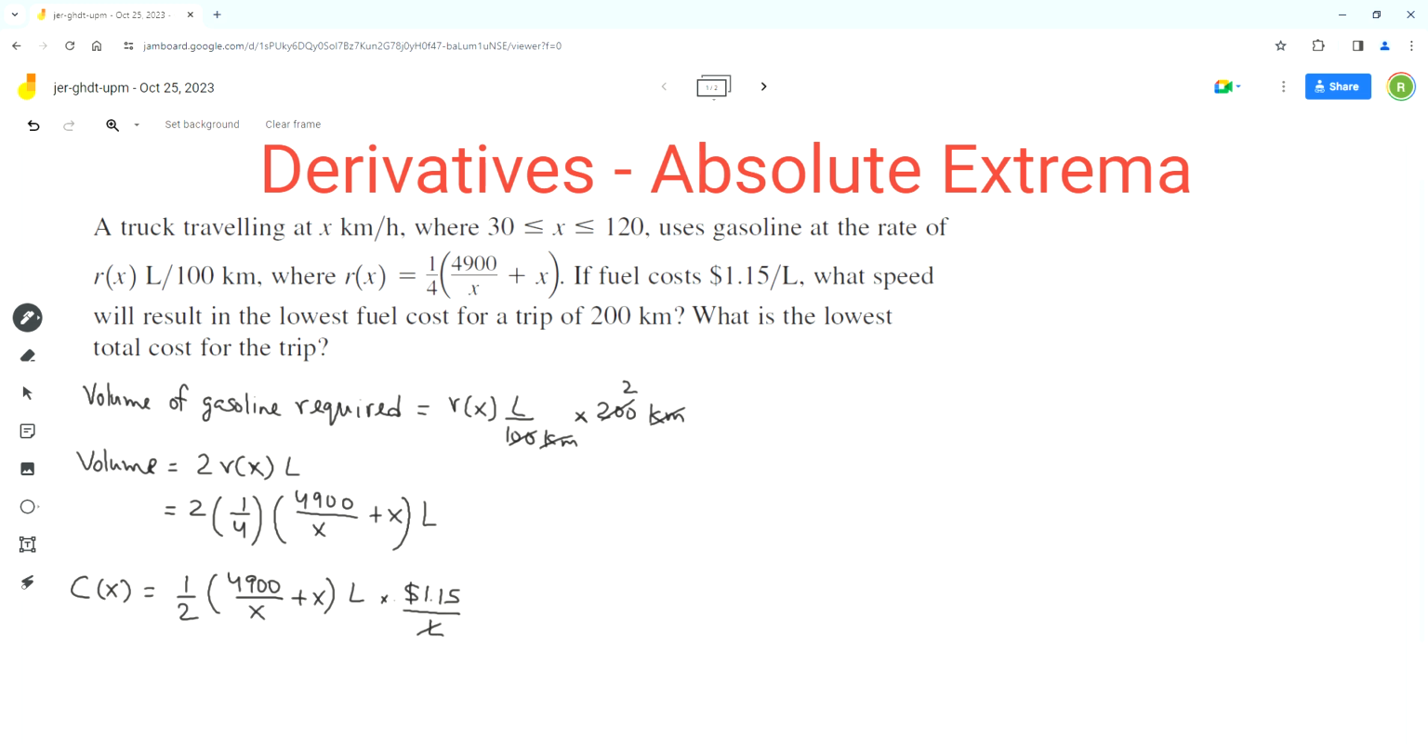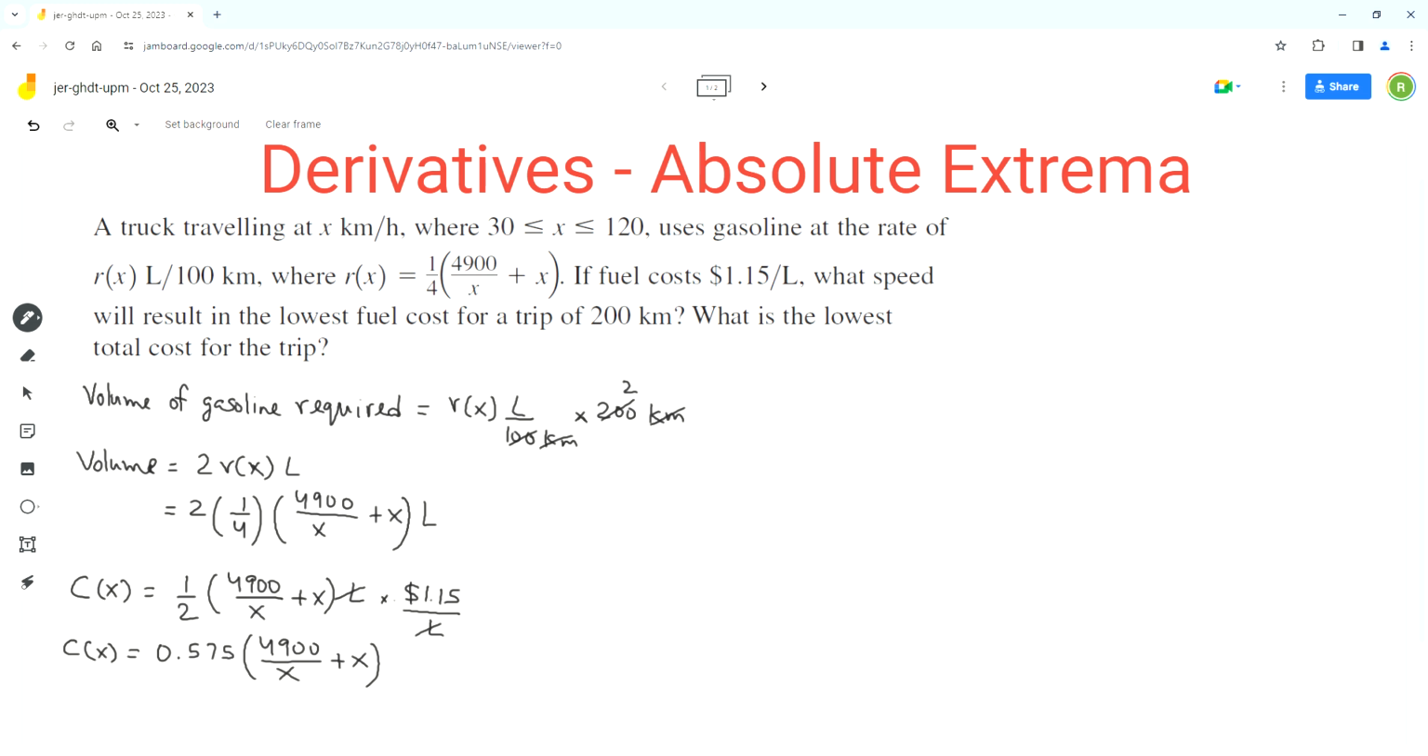Now we can cancel out the liter units. So we get C(x) equals, now we can multiply half by 1.15. Half times 1.15 is equal to 0.575, then (4900/x + x). So this is the total cost in dollars for the gasoline required for the 200 kilometer trip.